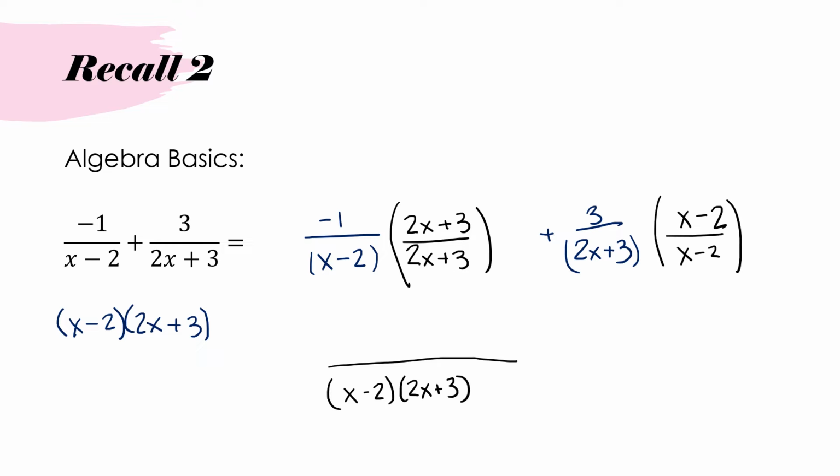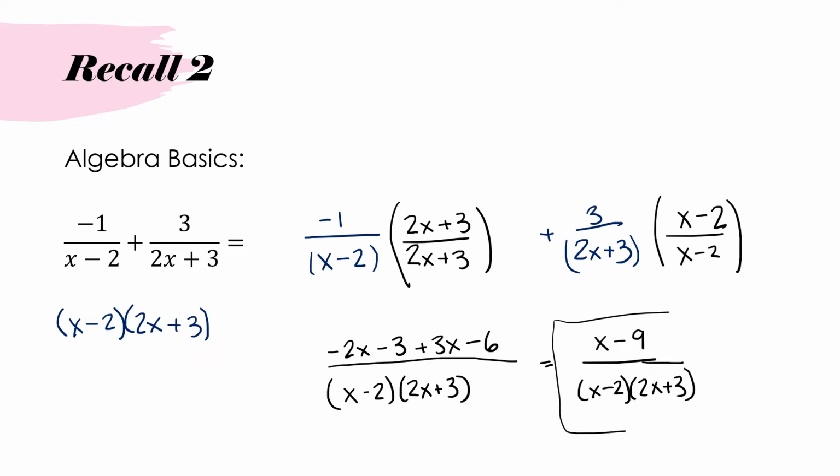So we distribute the -1 on the top to make -2x minus 3. We distribute the 3 to make 3x minus 6. And then we simplify as we can. We get x minus 9 over x minus 2 onto 2x plus 3. So that's what we were doing a few classes ago. Now, in order to make integration easier, we want to take the finished product and figure out a way to get back to two separate fractions.